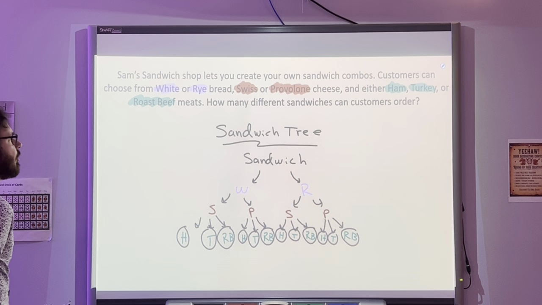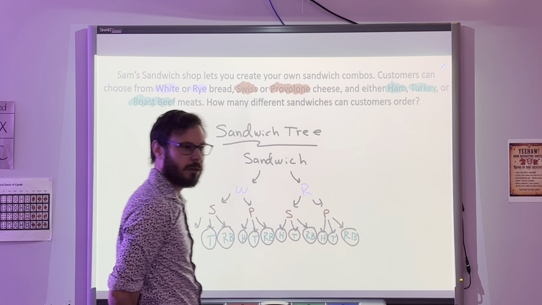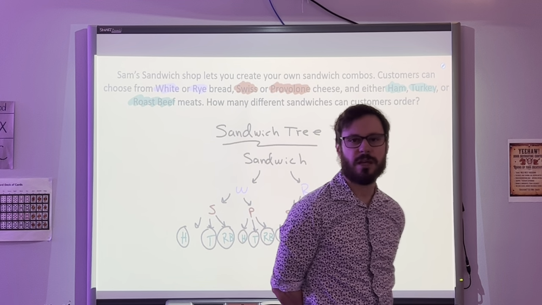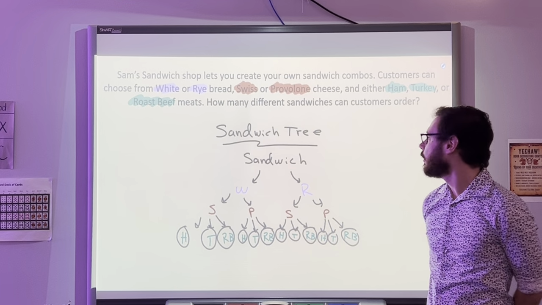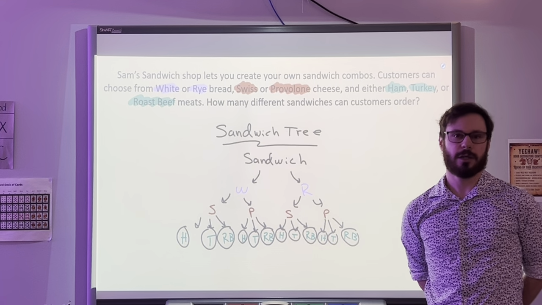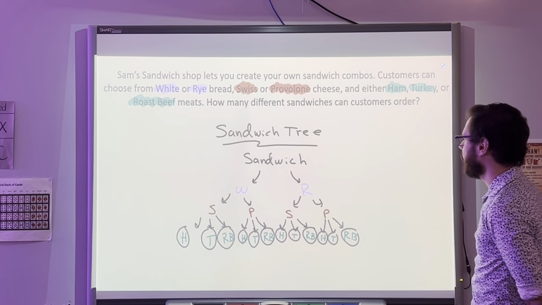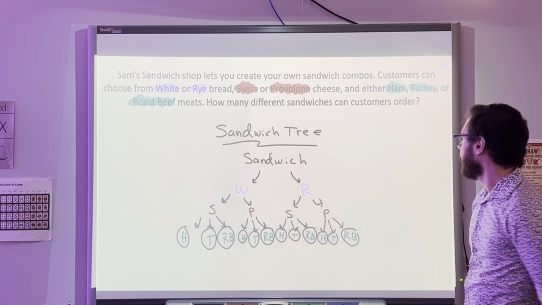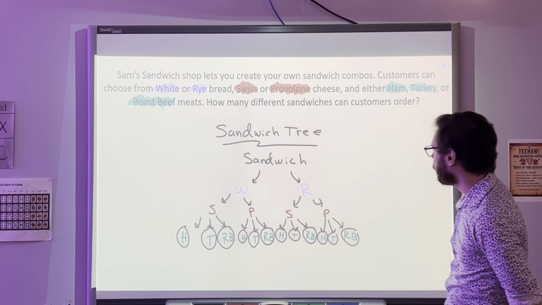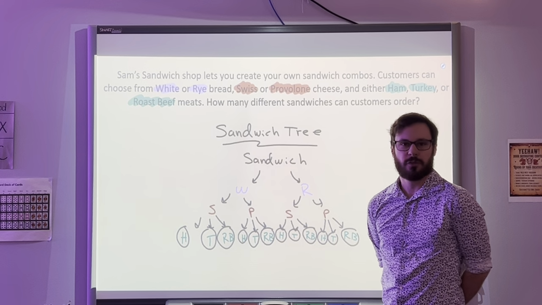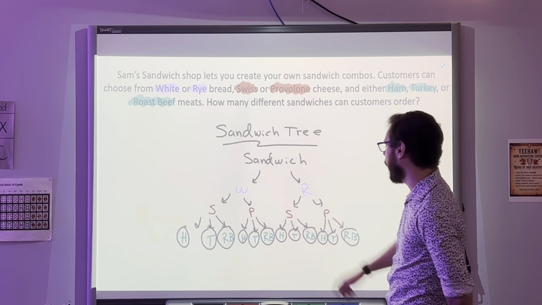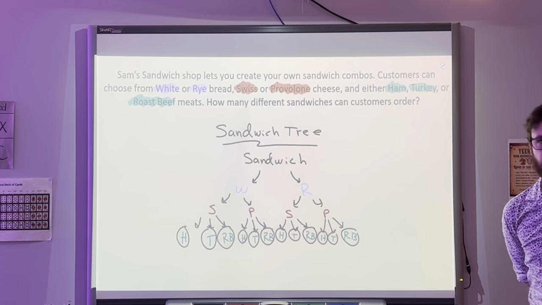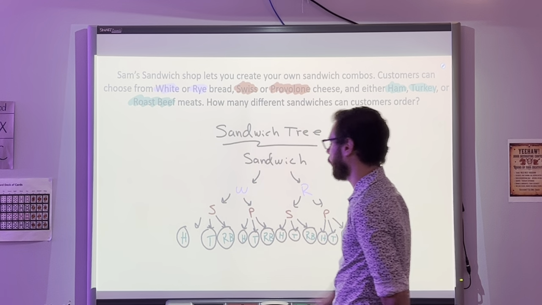A sandwich shop lets you create your own sandwich combos. Customers can order different kinds of bread, different kinds of cheese, and different kinds of meats. If you only get to pick one of each, how many different sandwich combos can you make? Well, we're going to build a tree here. What I've done, because you're not here, is build a sandwich tree. I said, okay, I'm going to make a sandwich. What's the first choice? What kind of bread do I want? Do I want white bread or rye bread? Everything starts from there.